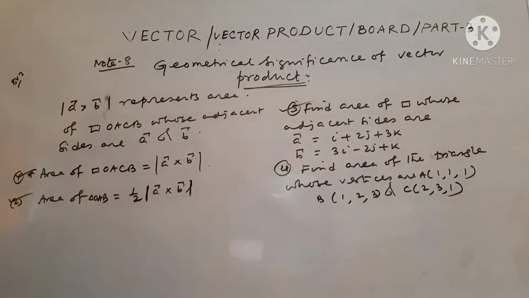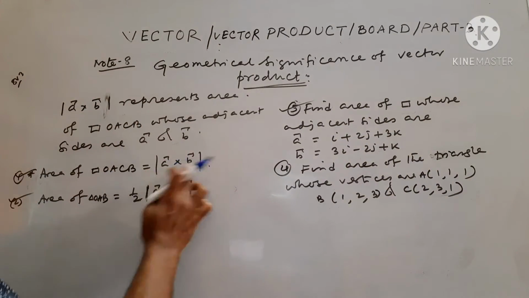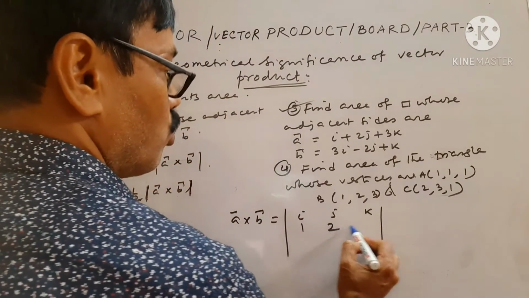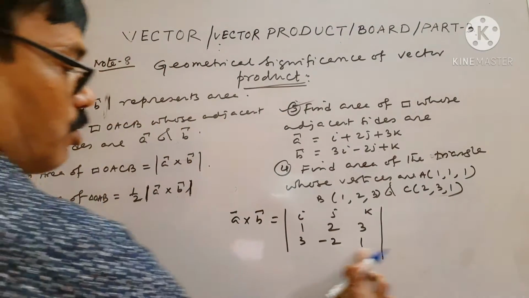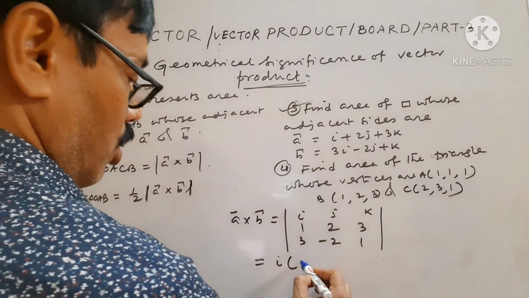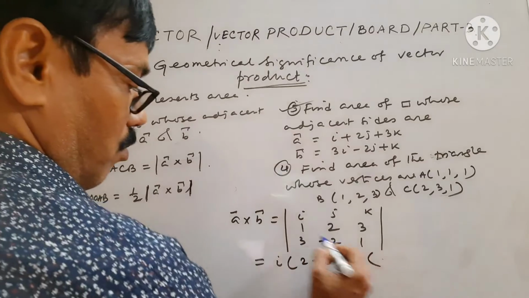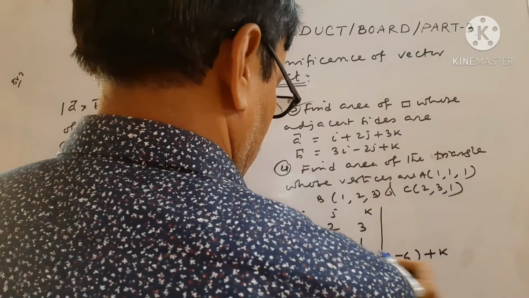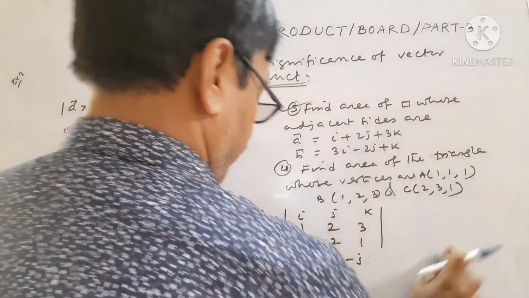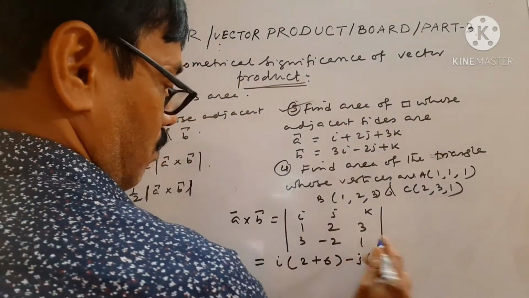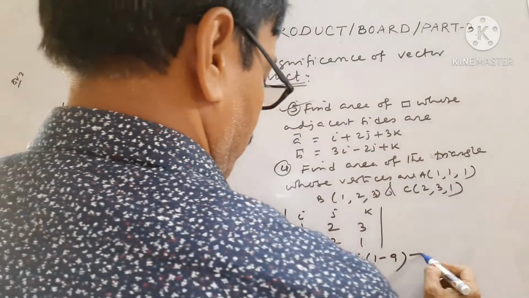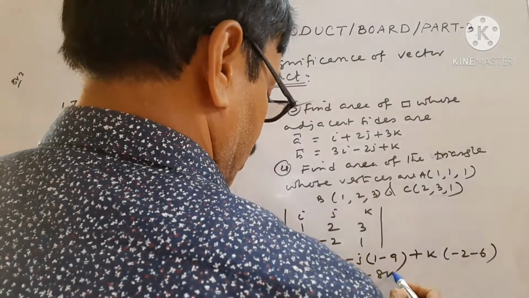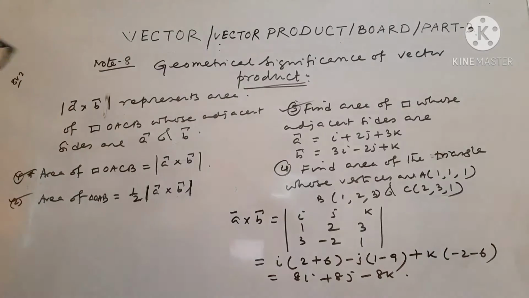So problem number 3. Area of the parallelogram whose adjacent sides are this. So A cross B we have to calculate. So A cross B: I, J, K, 1, 2, 3, 3, minus 2, 1. So this is the A cross B determinant. So I into 2 plus 6, minus J into 1 minus 9, plus K into minus 2 minus 6. So 8I plus 8J minus 8K.